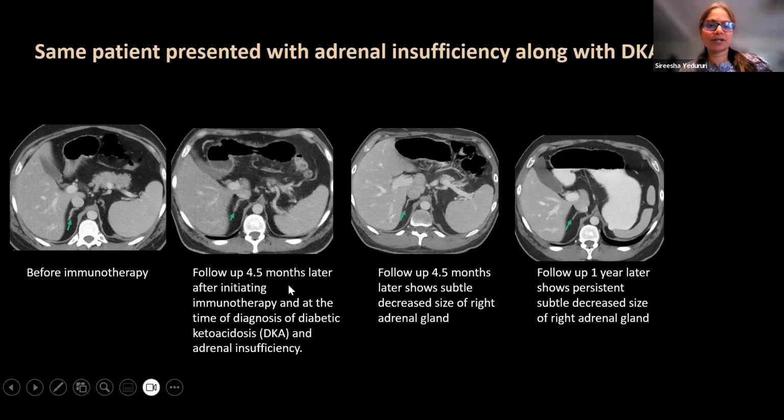Another patient who developed adrenal insufficiency and diabetic ketoacidosis. So here is the pancreas at the time before immunotherapy, and by the time the patient presented, the pancreas is completely atrophic.